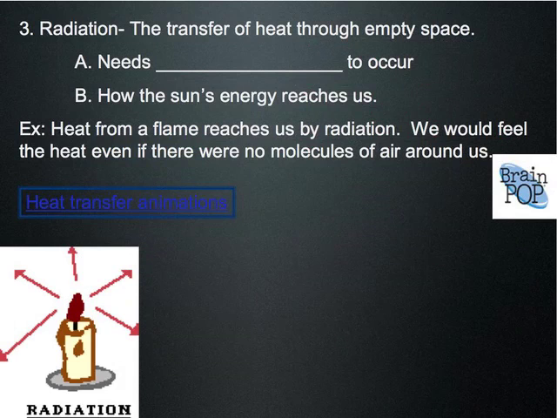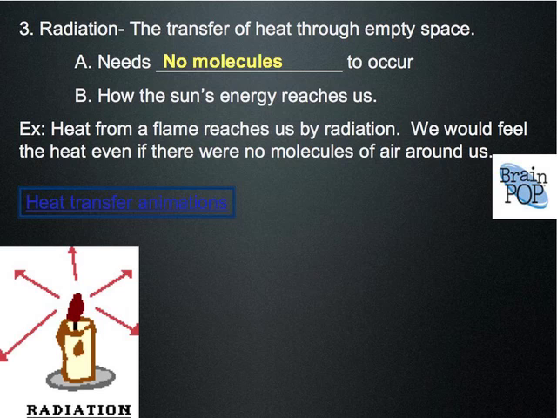And then the last type of heat transfer is radiation. Radiation is a means of heat transfer through empty space. It doesn't require molecules to vibrate or molecules to move from place to place. It doesn't require any molecules. It's how the sun's energy reaches us.